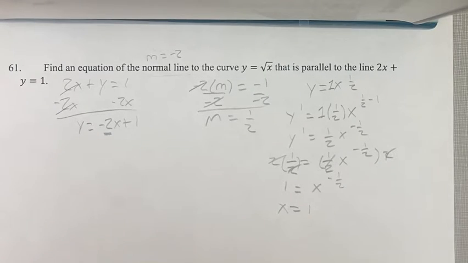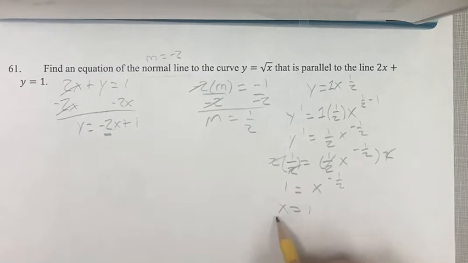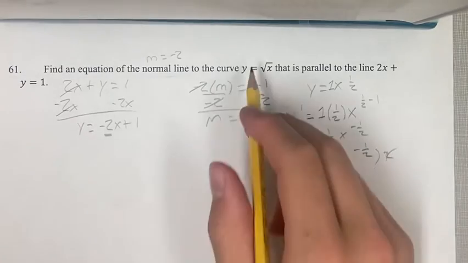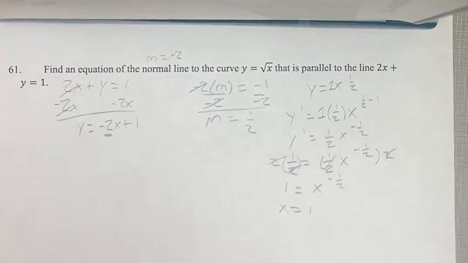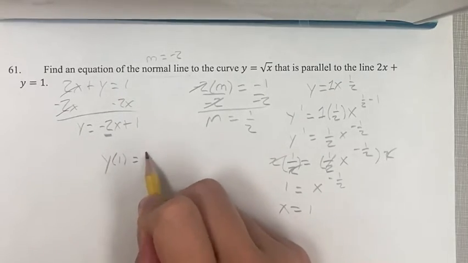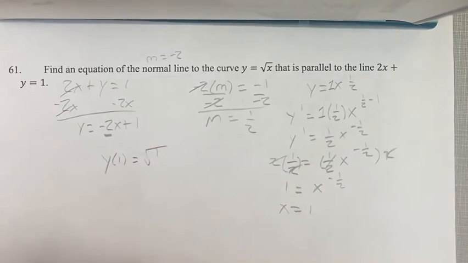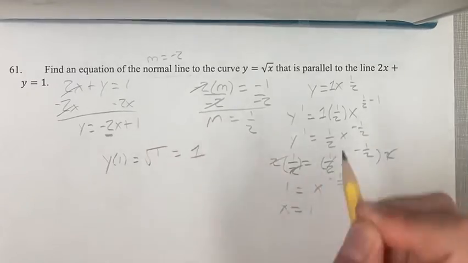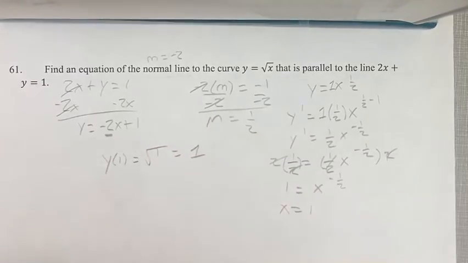Now that we know that, we can find for what point x equals 1 is actually on the graph y equals root x. To do that, we just find y of 1 is equal to, plugging in 1 for x, we get the square root of 1, which is just 1. So the point that the normal line is going through is 1, 1. Since x is 1 and y is 1, the point is 1, 1.